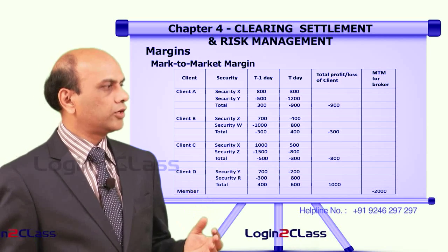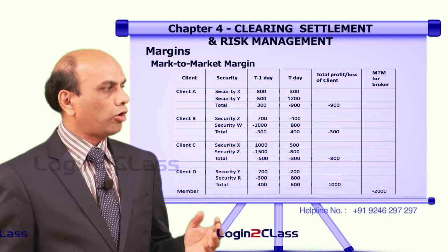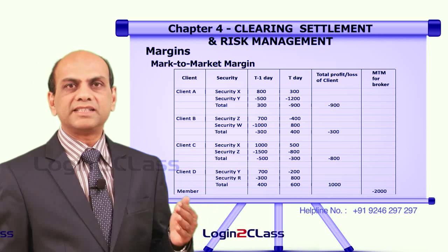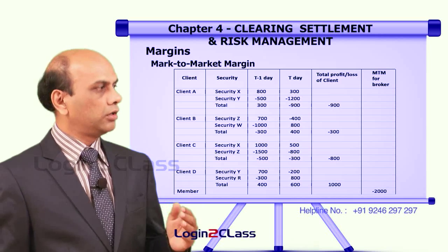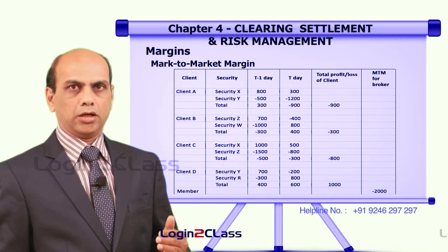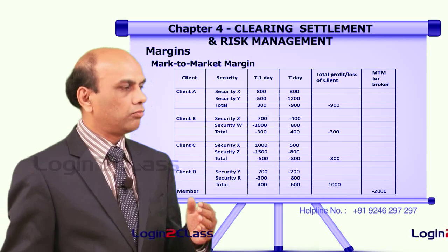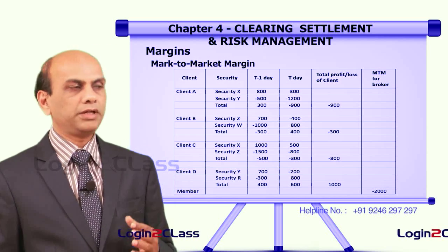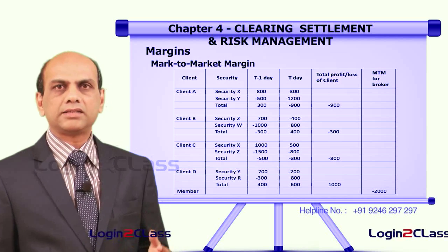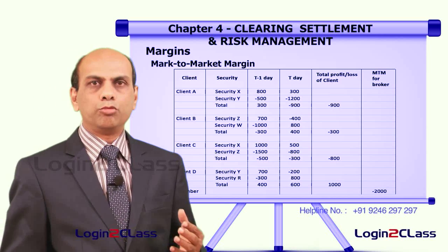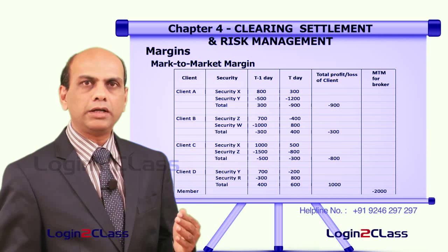He has traded in security Z and security W. For T minus 1 day there is a profit of 700 rupees on the position of security Z, and there is a loss of minus 1000 on security W. So the net MTM for this T minus 1 day position works out to minus 300. That means client B is supposed to pay 300 rupees, the notional loss or the book loss, the mark to market loss on his positions for T minus 1 day.